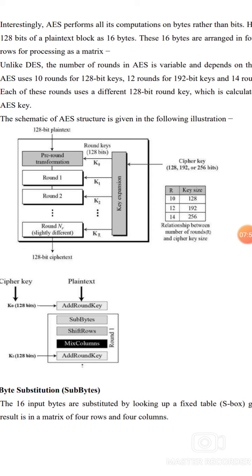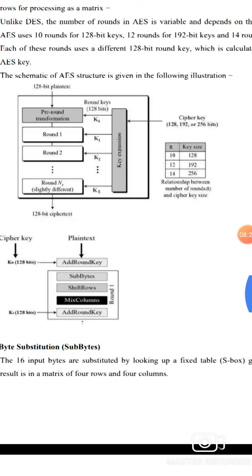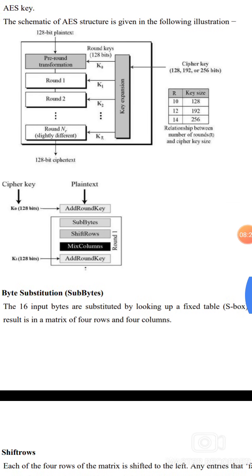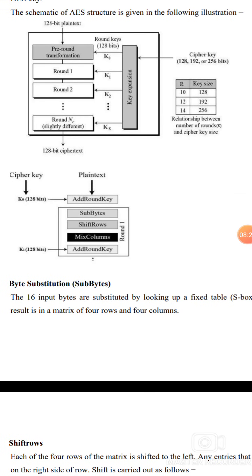128-bit plaintext, pre-round transformation, round 1, round 2, up to round n. It produces a 128-bit ciphertext. The round keys: K0 uses 128 bits, K1 uses 128 bits, K2 uses 128 bits, then up to Kn. The cipher key uses 128, 192 or 256 bits. The relation between the number of rounds and the cipher key size. The cipher key and the plaintext.